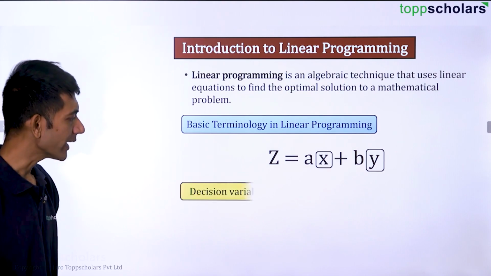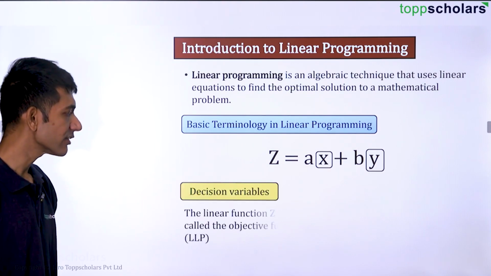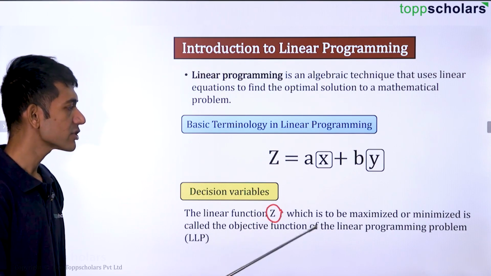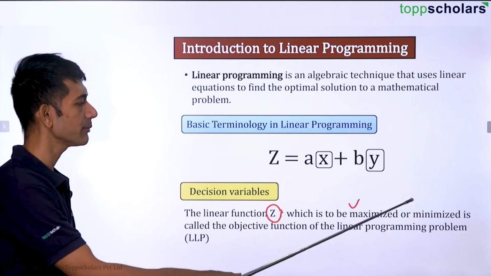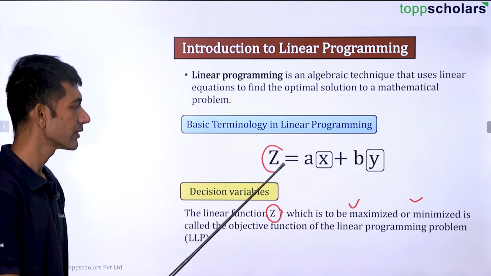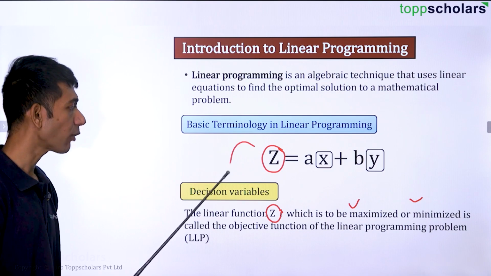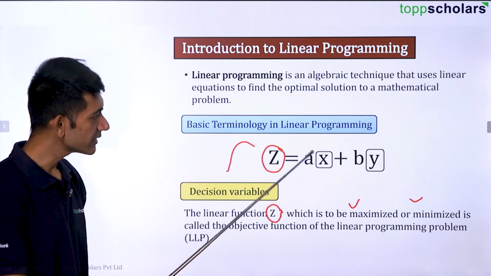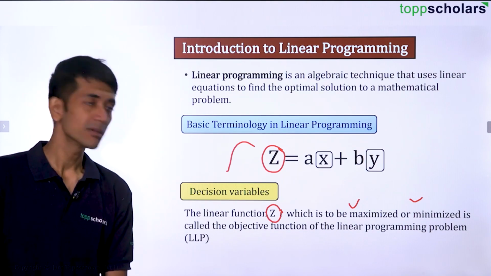Now these x and y, these are called the decision variables, right? So the linear function z, which is to be maximized or minimized, is called the objective function. So z is called what? Z is called the objective function, the objective. And this z is dependent on whom? This z is dependent on the decision variables x and y.